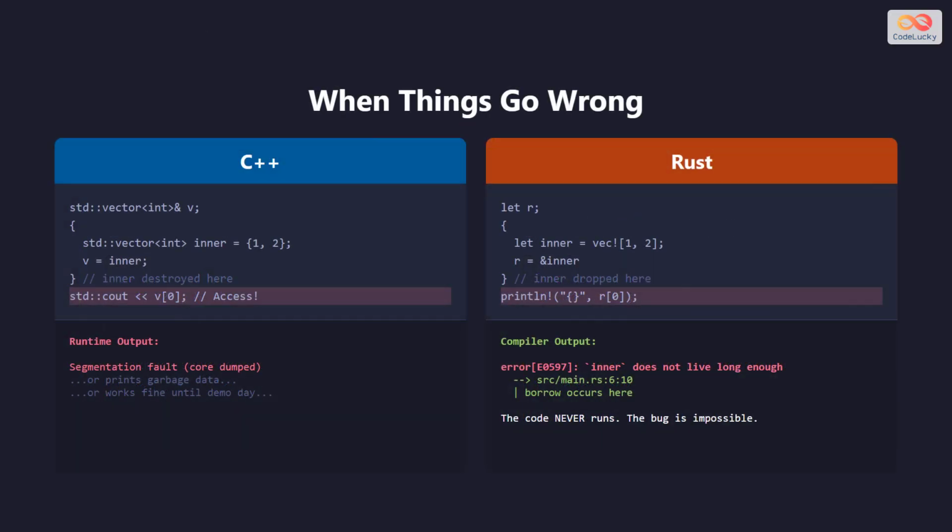Let's see this in action. On the left, in C++, we create a vector, point to it, and then destroy it. If we try to access it afterwards, the program crashes with a segmentation fault, or worse, it silently corrupts data. On the right, the exact same logic in Rust results in a compiler error. The Rust compiler says, hey, that data does not live long enough. It refuses to build the program. Rust stops the bug before it ever runs.